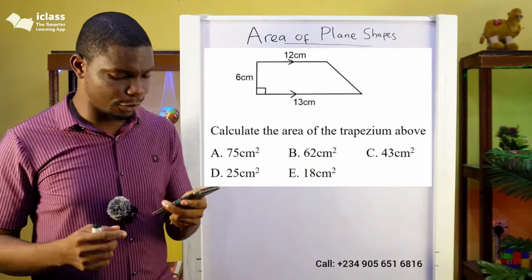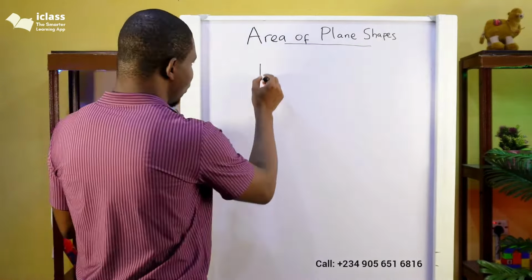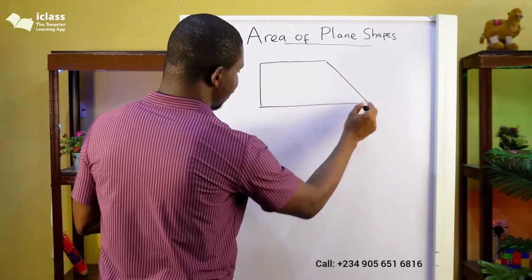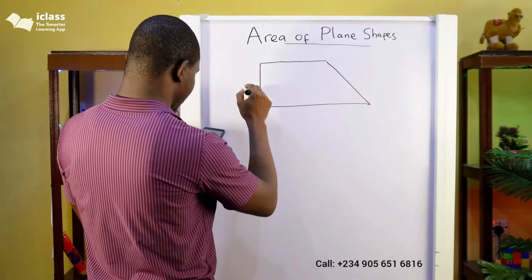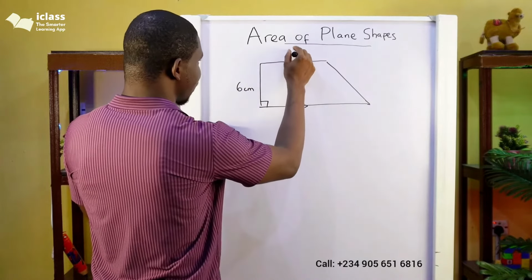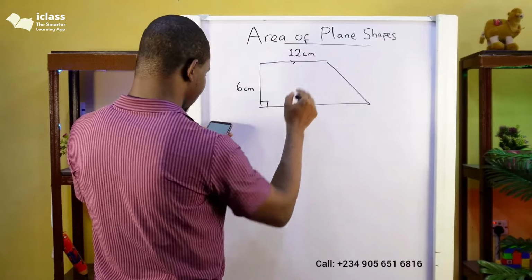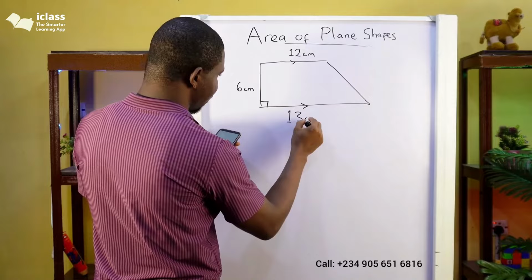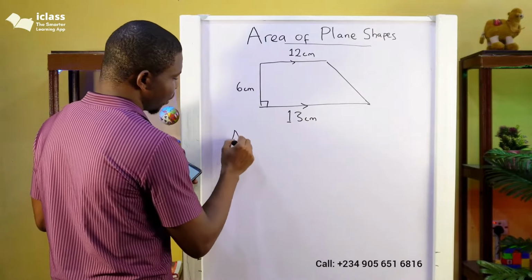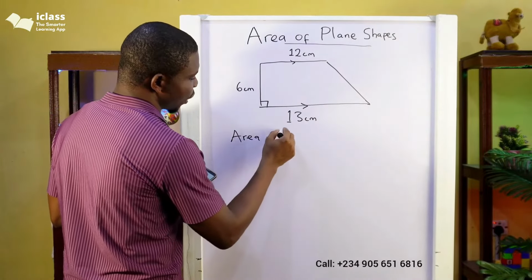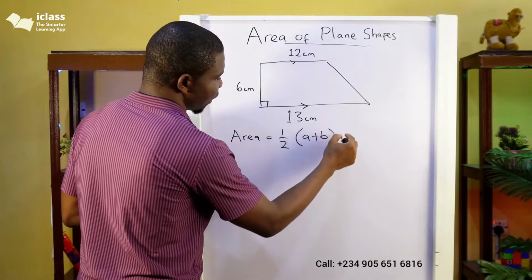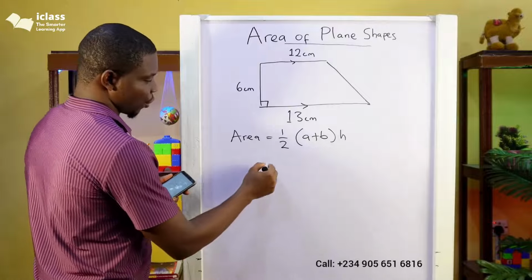Calculate the area of the trapezium above. So these are the dimensions of this trapezium. This is 6 centimeter. The parallel sides, this is 12 centimeter. And this is 13 centimeter. So the area of this trapezium is equal to half the sum of the parallel sides times the height.